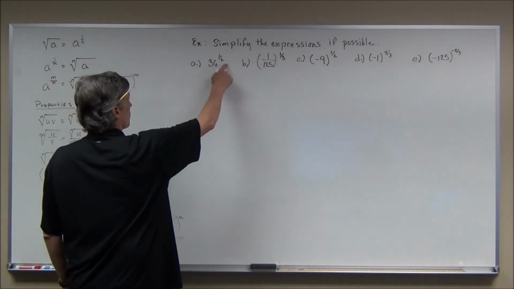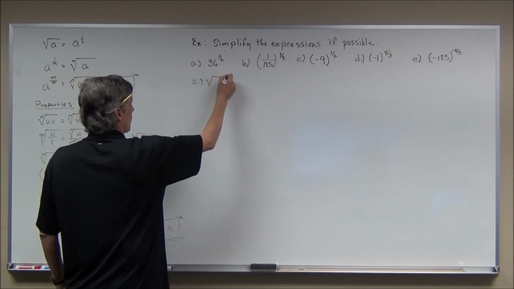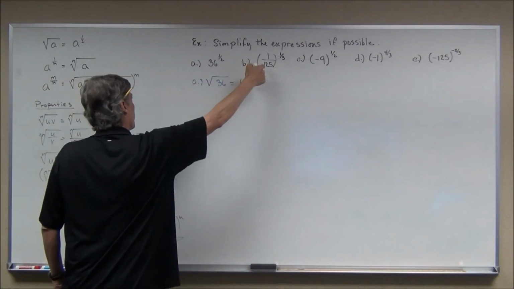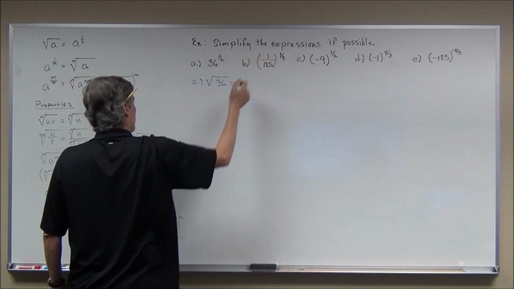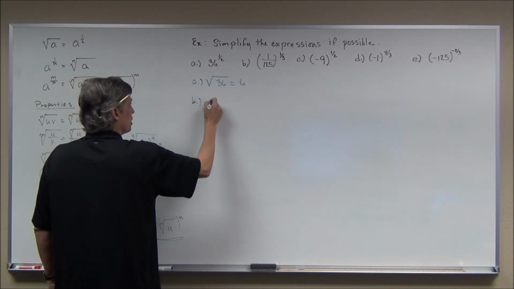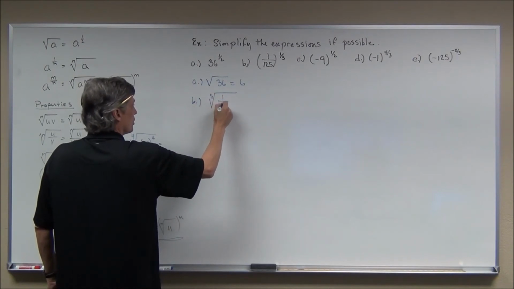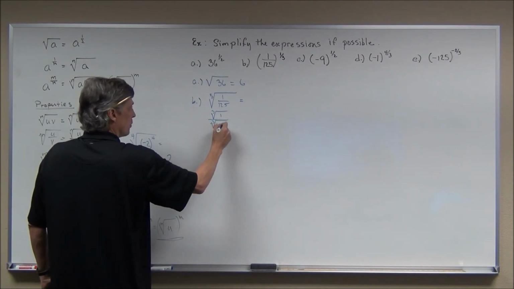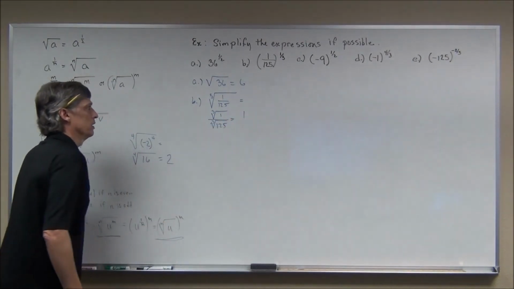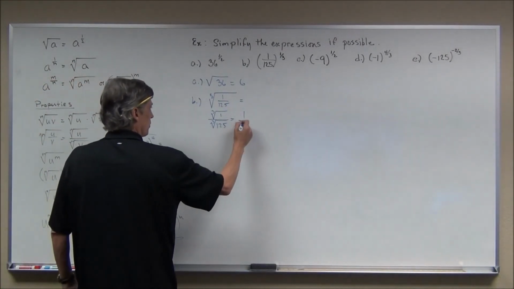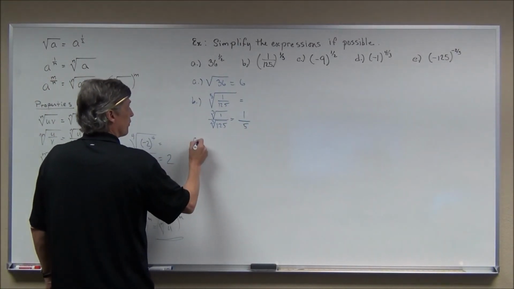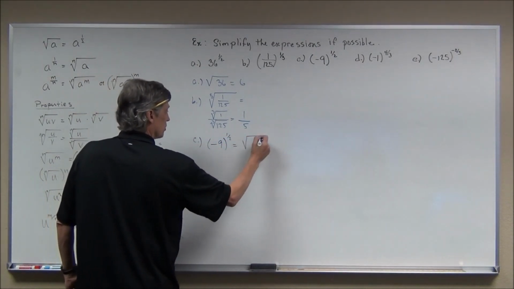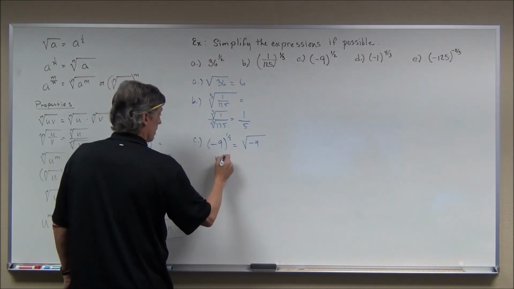I have 36 to the 1/2 power. For part A, that's the square root of 36, better known to its friends as 6. Over here, I have 1 over 125, all to the 1/3 power. Well, that is the cube root of 1 over 125, which is the cube root of 1 over the cube root of 125. Well, 1 times 1 times 1 is 1, and 5 times 5 times 5 is 125. This is 1/5. For the third one here, I have negative 9 to the 1/2 power, which is the square root of negative 9. Not a real number.